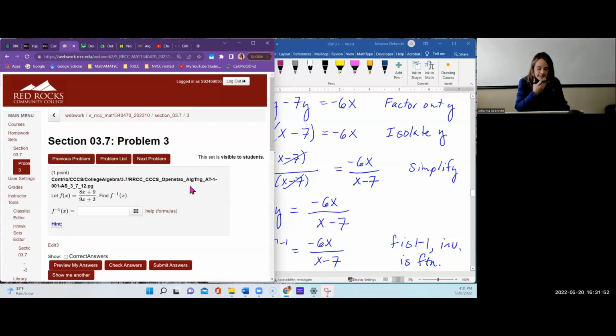Okay, let's take a look now at the next problem. This next problem is very similar to the previous problem, so I'll leave it to you to do at home.